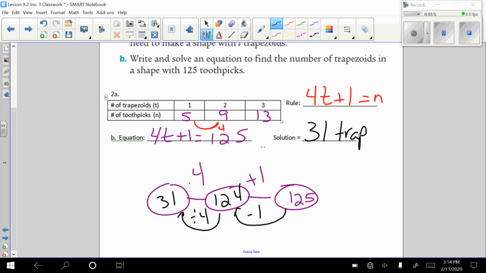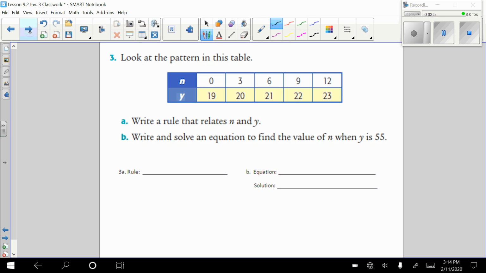Get in the habit of labeling. Whether you abbreviate or not, make sure you're labeling. Now let's look at this table. I don't have consecutive inputs. Remember, that's always on top. Then I have to get to the output. So I have to look, what did I do from the top to get to the bottom? Well, the first thing I look at is 0. What can I do to 0 to get to 19? Well, I can add 19 to it.